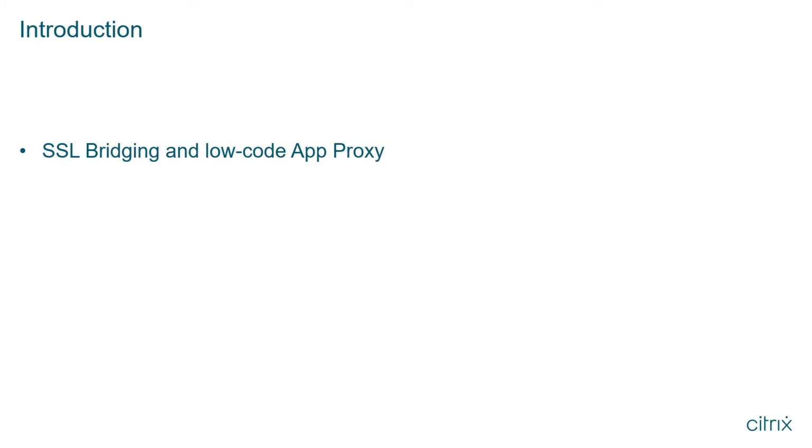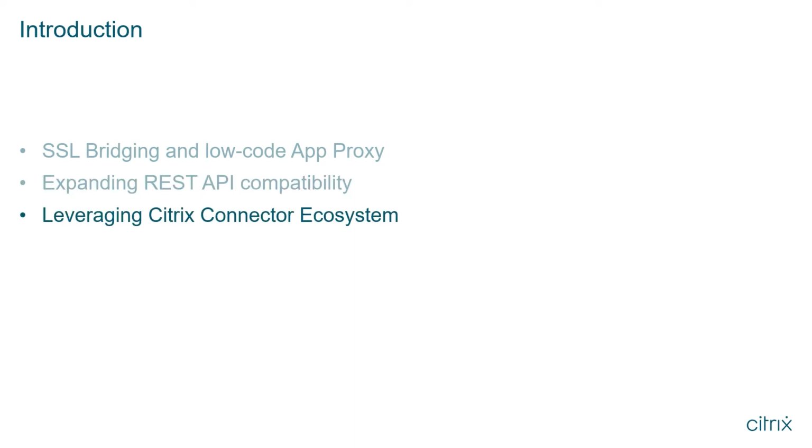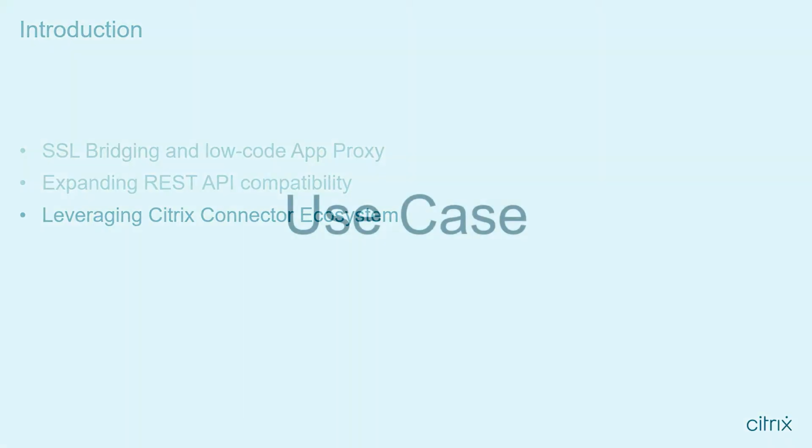Well, first, SSL bridging and low-code app proxy. When we do need to expand our REST API compatibility, that could be the answer to patch our REST API compatible systems with some other protocols, pretty much communication lingo that might be required. And let's not forget about leveraging Citrix Connector Ecosystem. When using Citrix Microapps, we might want to talk to Citrix apps and desktops, or, for example, to Citrix files. That will be a great feature to integrate with our microapp services.